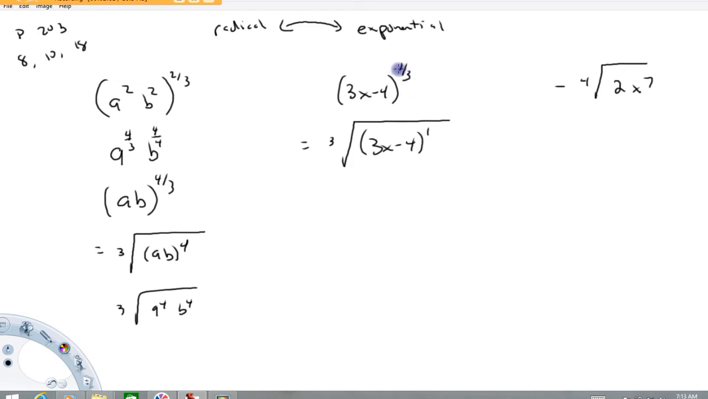Had this been 2/3, this would be a 2 here. Or had this been 5/3, we would have 3x minus 4 to the 5th power and then cubed rooted. But in this example, it's a 1, so I went ahead and wrote it as such. And again, this 1 here is optional. We could have just written it like this and been just fine.